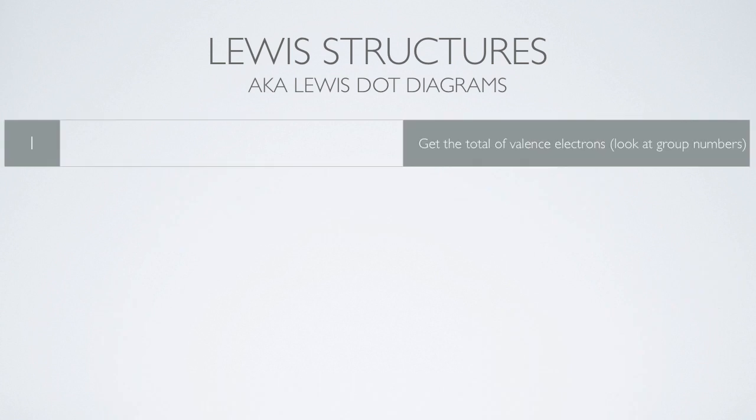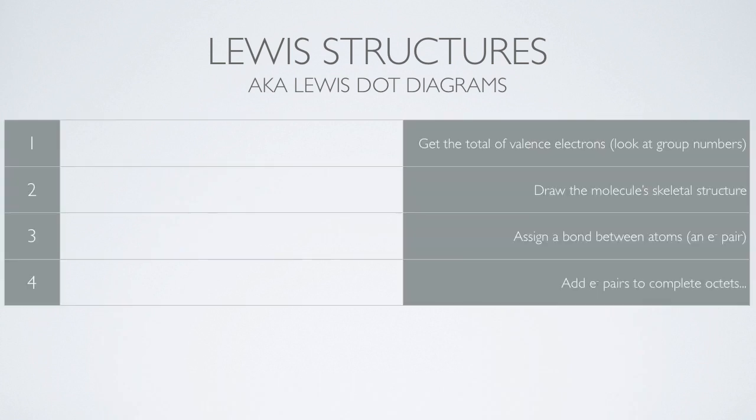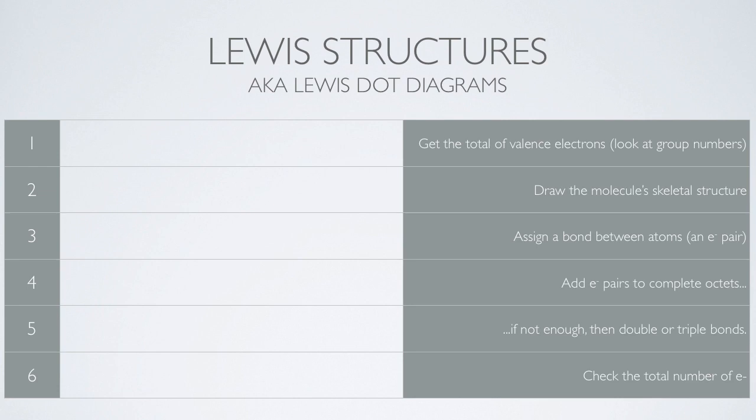There are 6 basic steps to drawing Lewis structures. Let's work through them with water. First, we need to count the total of valence electrons. There's 8 for water, 6 from oxygen in group 6, and 2, 1 each, for the 2 hydrogens from group 1. We draw the skeletal structure, oxygen in the middle and hydrogens on the side. We assign 1 covalent bond between each pair of atoms. Of course, 1 covalent bond is a pair of electrons.